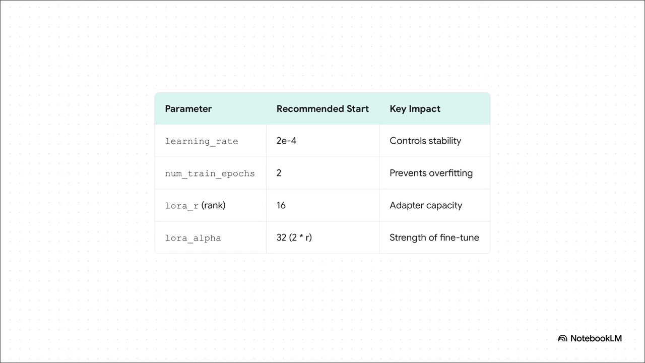So here's our starting hyperparameter cheat sheet. We're not going to start from scratch. We'll kick off with a learning rate of 2e-4. We'll stick to just 2 epochs to avoid overfitting, and for the LoRA-specific stuff, we'll start with a rank of 16 and an alpha of 32. This is a really solid, well-tested baseline that will get us 90% of the way there and let us focus our experiments where they matter most.